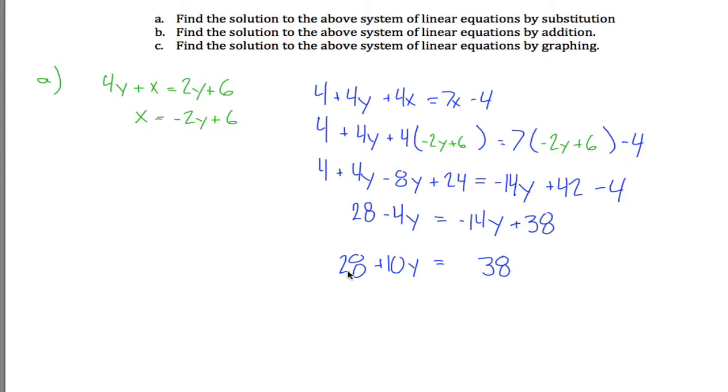And finally, well, close to finally, I want to get y all by itself. This 28 is getting in the way. Subtract 28 from both sides. You get 10y equals 10. 38 minus 28 is 10.